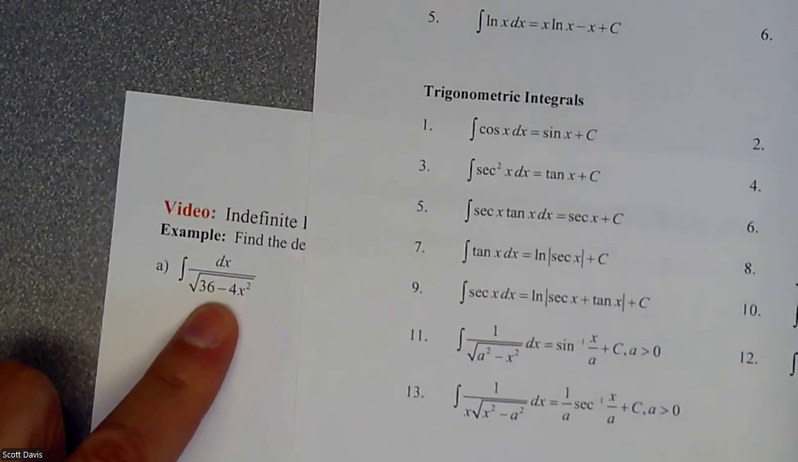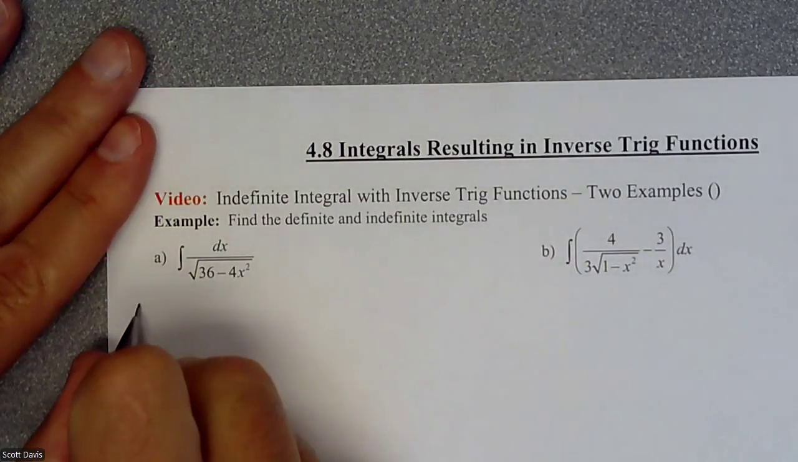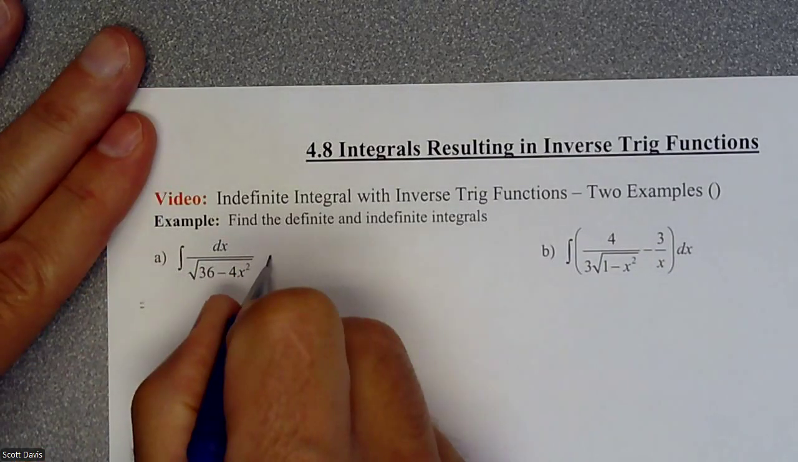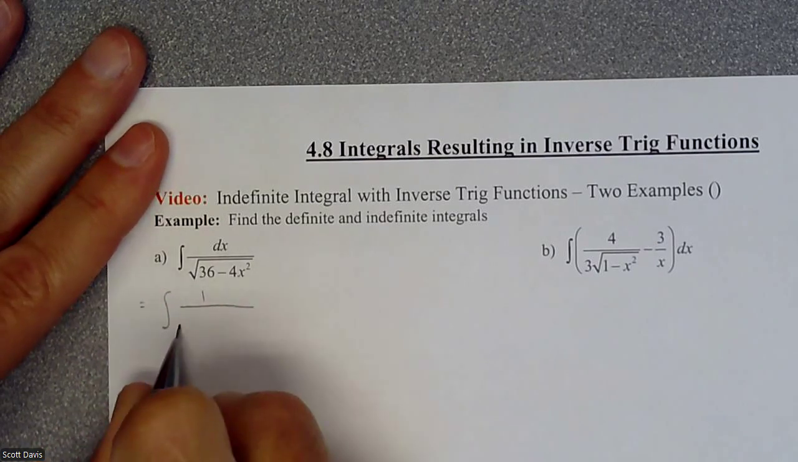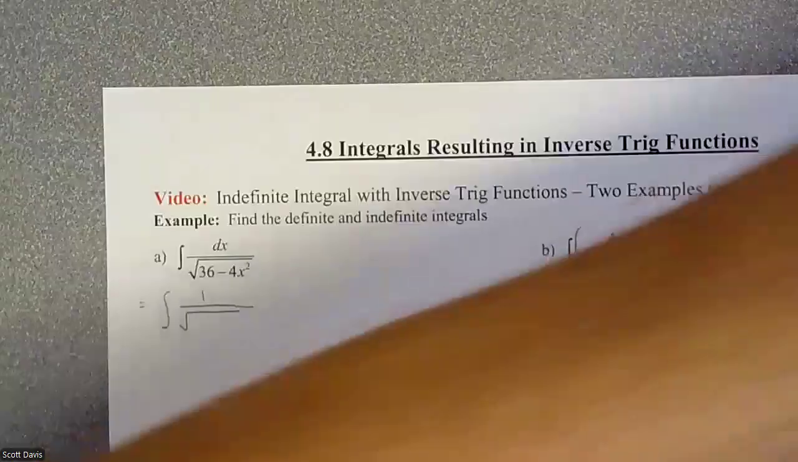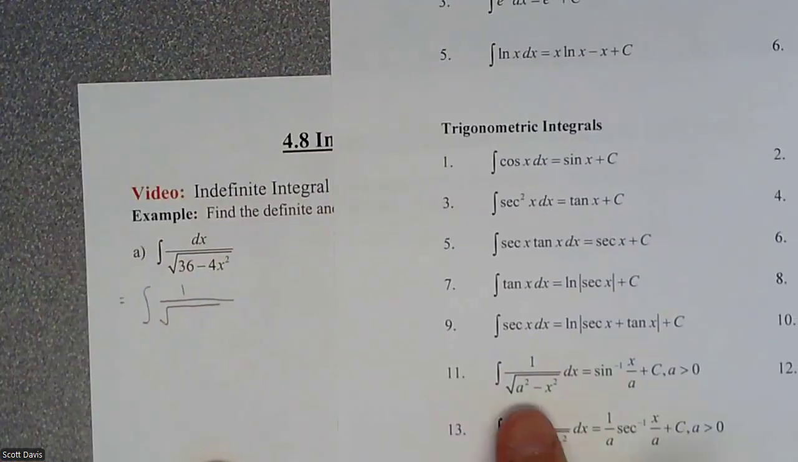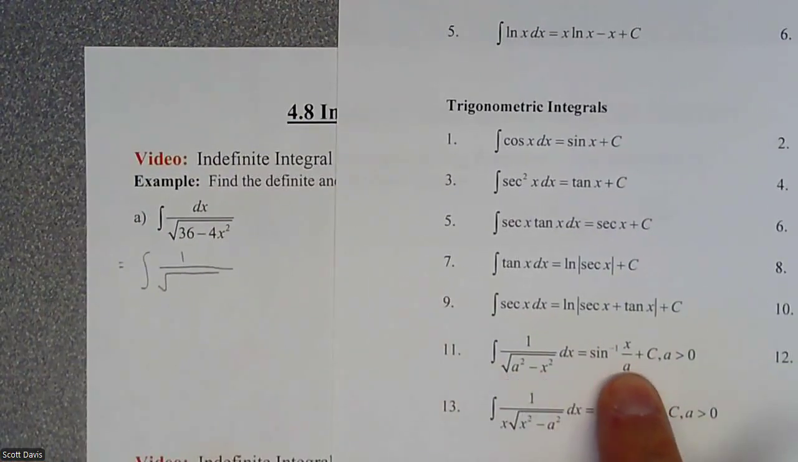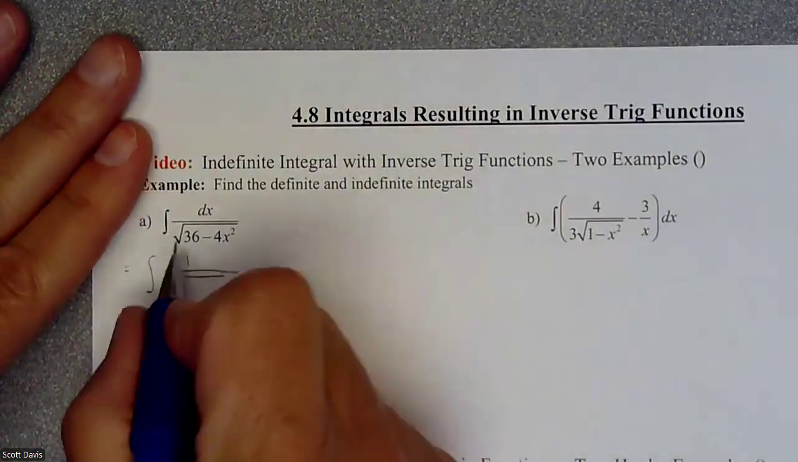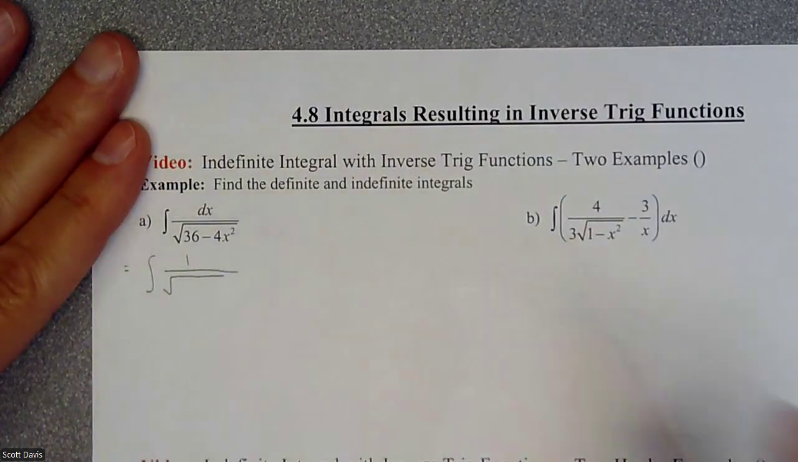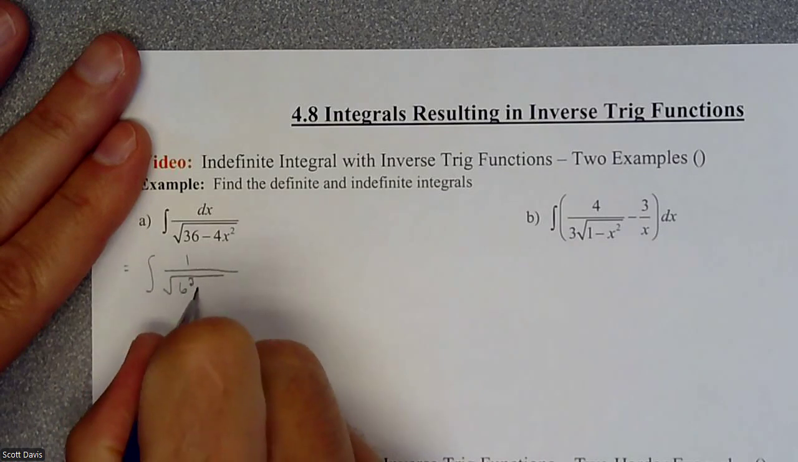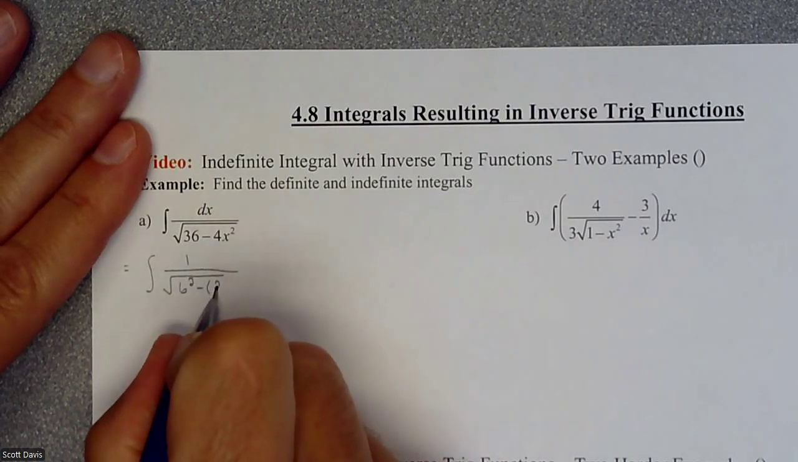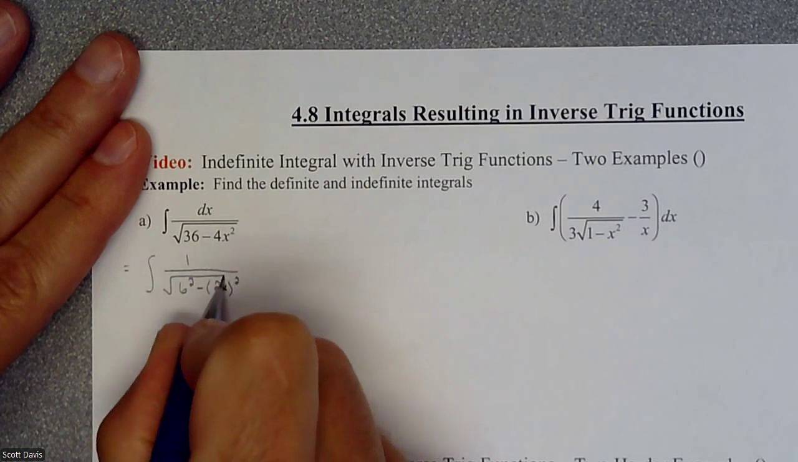So let's do a little bit of rewriting. First thing is I'm going to take that dx off of it. And so I'm going to have a 1 over, and I'm going to start rewriting this in this form. So what number squared? Because that's the number I'm going to be pulling into the inverse. So 36 would have come from 6 squared. And then minus 4x squared really would have been a 2x that was squared.